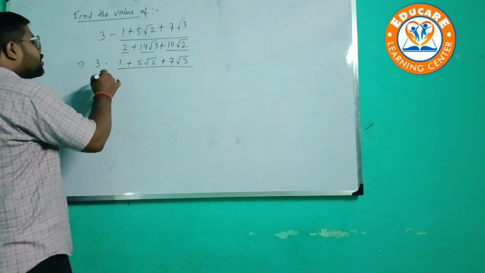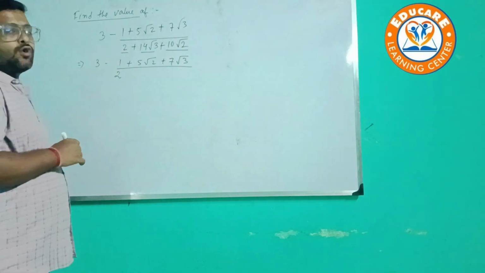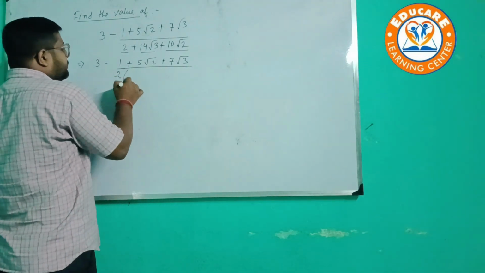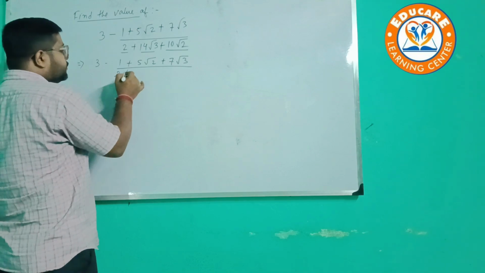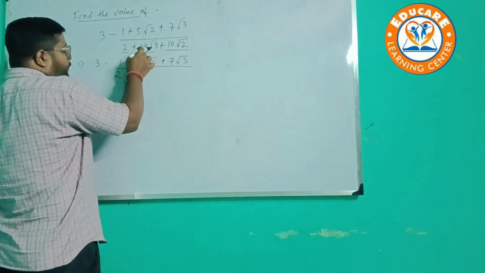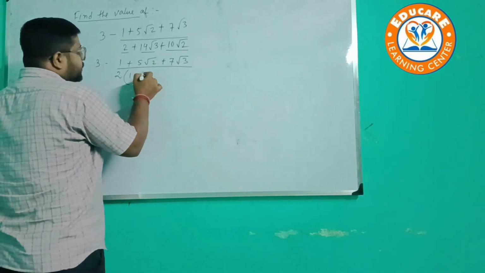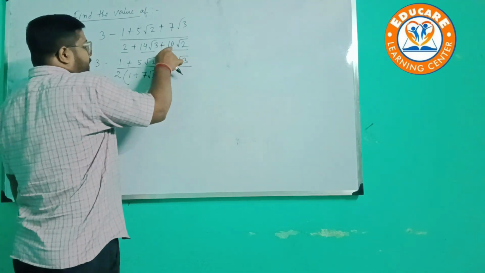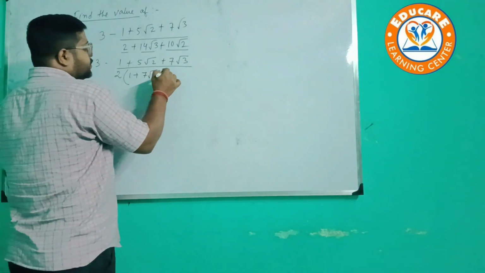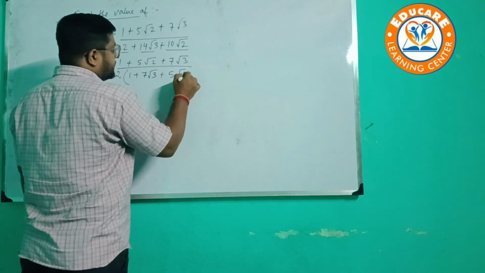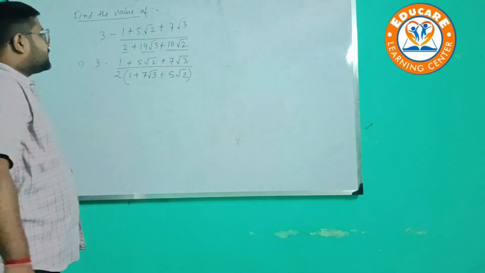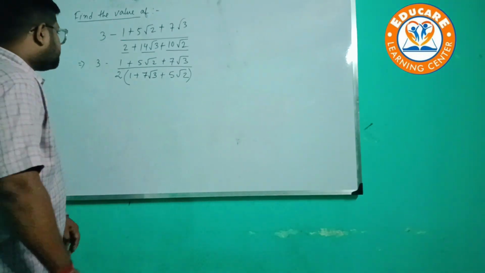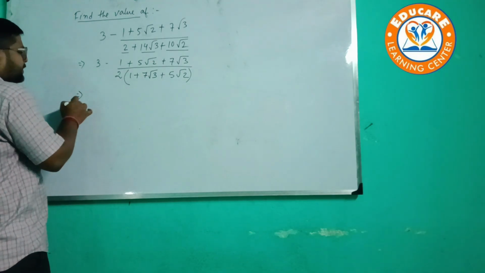So, if we take 2 common, what do we get? From 2 we have taken common 2, so 1 plus. From 14 we have taken common 2, so 7 and root 3 will be as it is, plus from 10 we have taken 2 common, so 5 and root 2 as it is. So this is what we get after taking common. Let's move on to the next line.